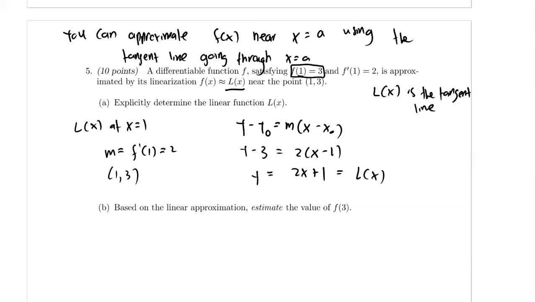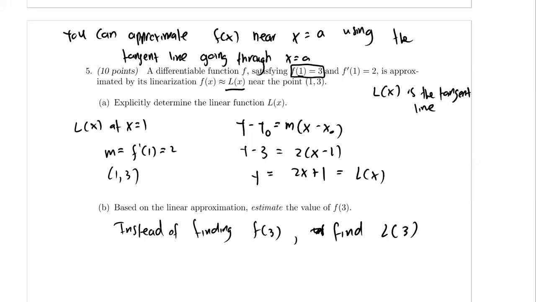Now, what do you do? For x values close to 1, you can approximate the function. So instead of finding f of 3, use the linearization. Find L of 3, because this is an approximation. So you just basically plug 3 into your tangent line, and that's it. That's the approximation. That's how you're approximating f of 3. You're using the linear approximation, which is the equation for the tangent line.